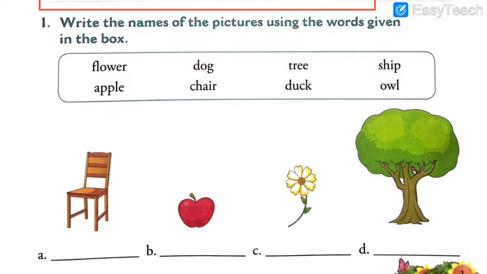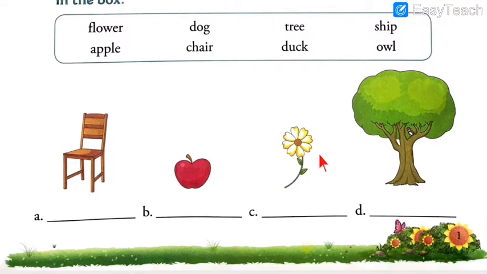Now, what do you have to do in this exercise? Let us read and understand the heading. The heading says: write the names of the pictures using the words given in the box. That means you have to write the names of the pictures in these blanks, and you are provided the options in this box. From these names you have to choose the correct name for each picture. I hope you will choose the appropriate name. I am here with you to solve this, so nothing to worry.